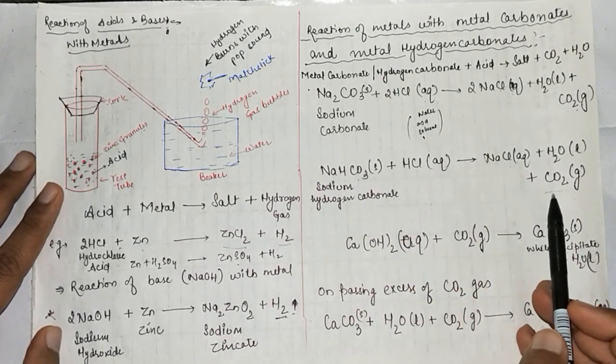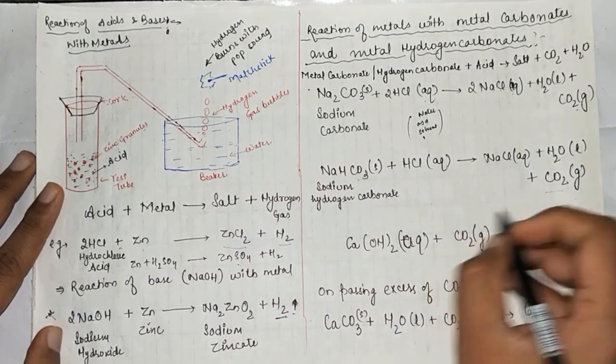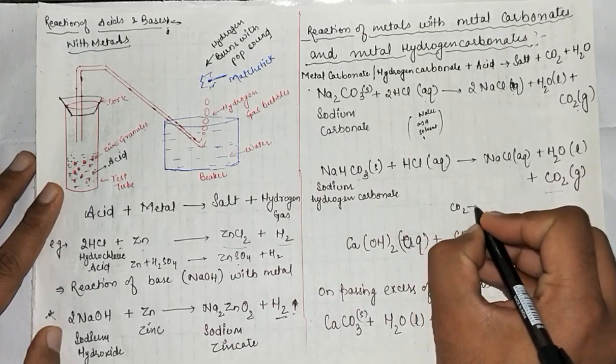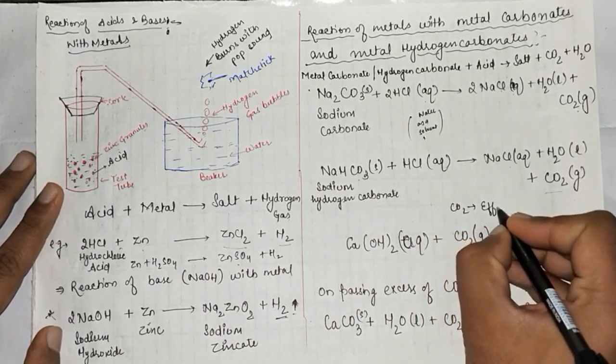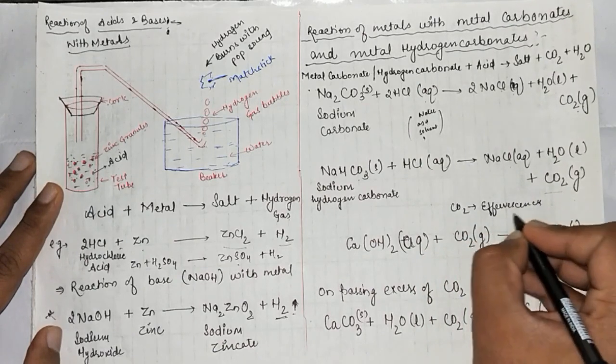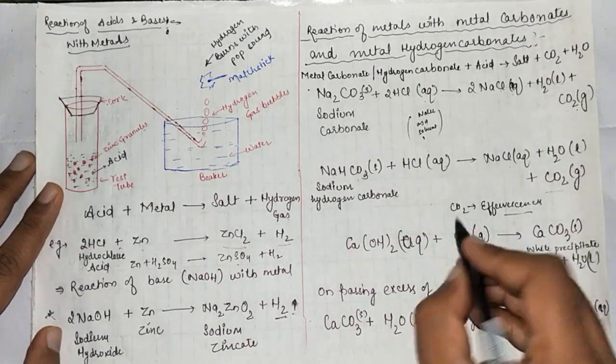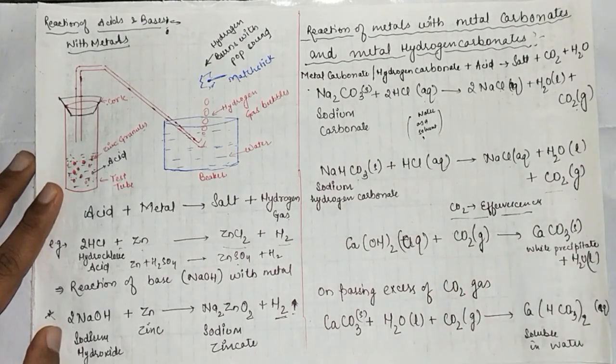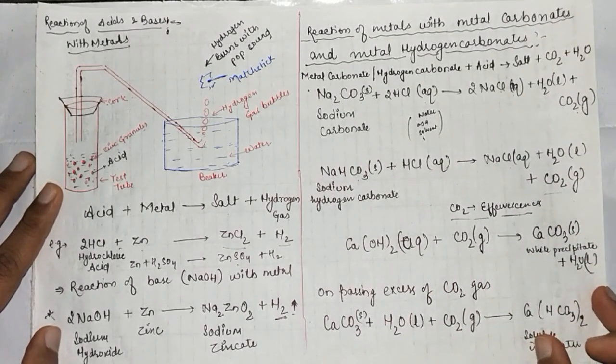Okay, one more thing, how will you check which gas is evolved from these reactions? First of all, whenever CO2 gas is released, effervescence is created there, that means very small bubbles.